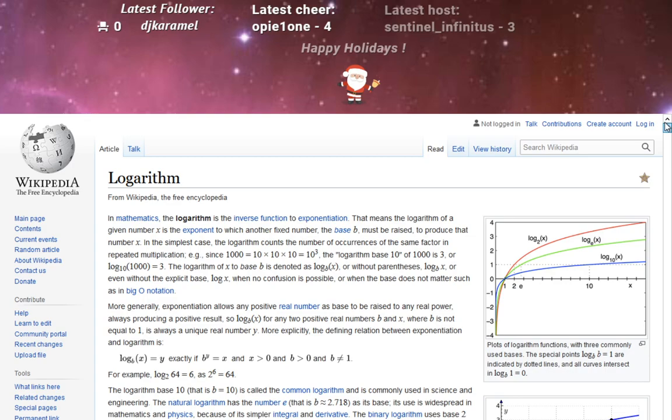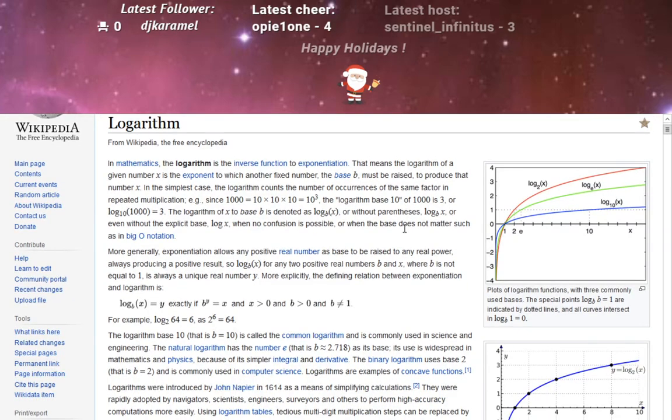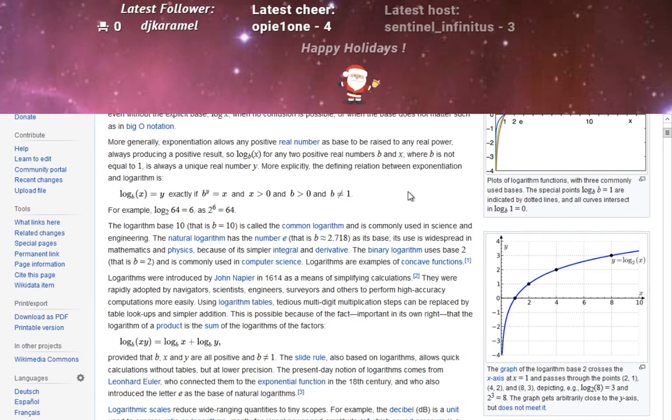So if you have a number like 10 squared, the log of 100 is 2. Logarithm base 10, b equals 10, is also called a common logarithm.